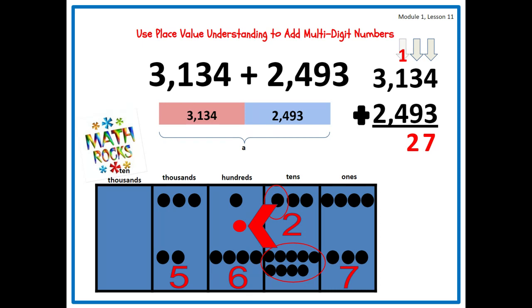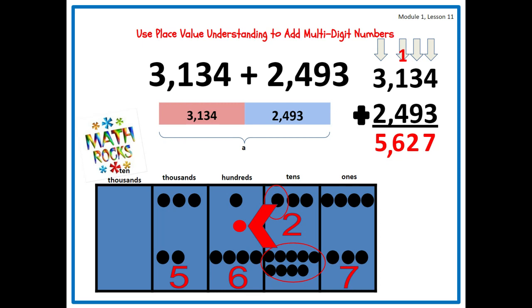Then we moved into the hundreds place. There they are. We have 4 hundreds that were there, plus the one that we already drew and the one that we added. That gave us 6 hundreds. And then moving into the thousands place, we only had 3 plus 2, which was 5. And don't forget your comma. And what did we end up with? 5,627.